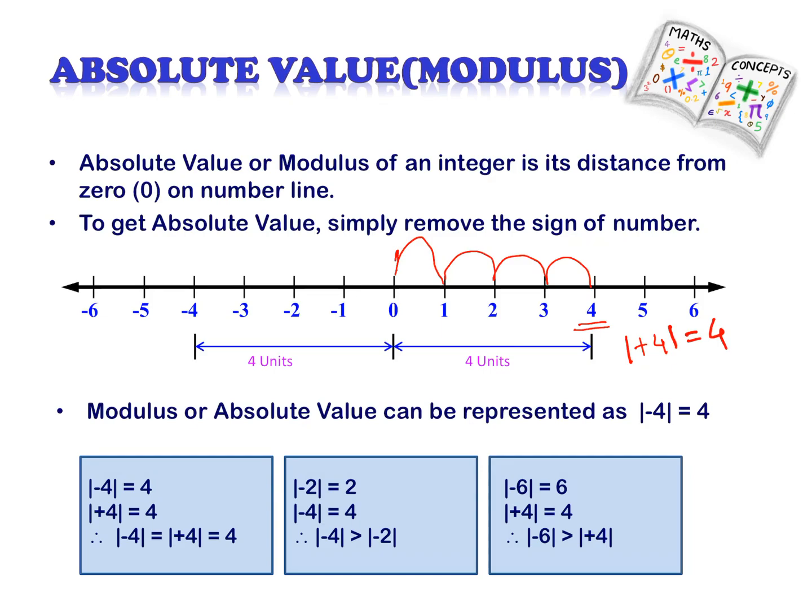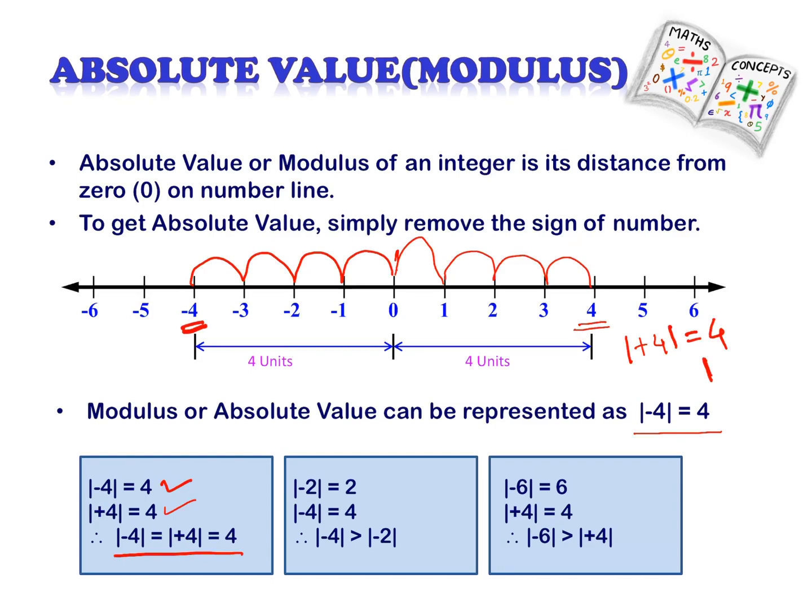Absolute value is represented in between pipes. Vertical line is called pipe. Now, if I have to find out absolute value of minus 4, I'll have to calculate its distance from 0, which is 1, 2, 3 and 4 units. Same as plus 4. So absolute value of minus 4 is also 4. Absolute value of plus 4 is 4. So absolute value of both of these is same.